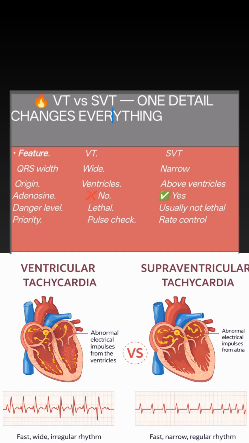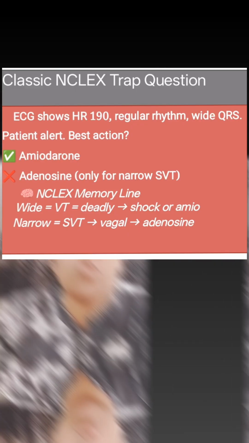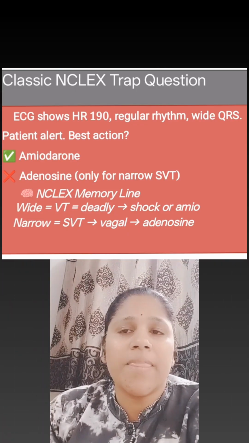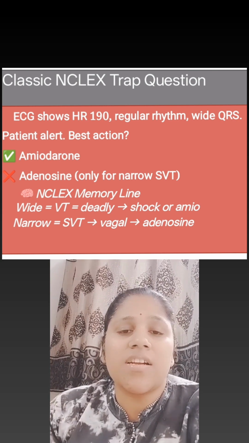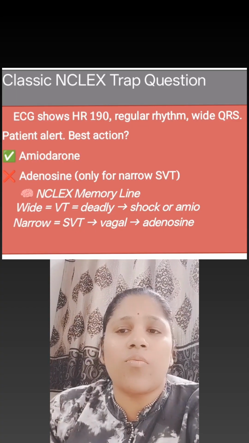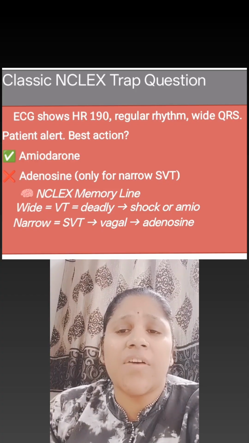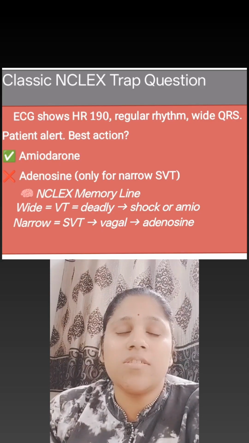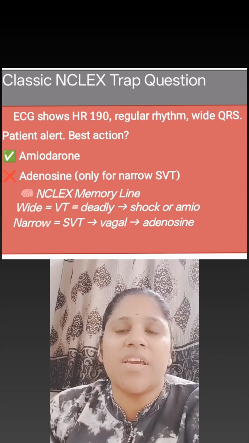So the classic NCLEX type trap question is here, where the ECG shows heart rate of 190, regular rhythm, wide QRS and patient is alert. What is the best action? So if the heart rate is high and the patient is stable and the QRS is wide, the answer is amiodarone. We will never give adenosine because the QRS is wide, as it is stated in the question, and amiodarone is an antiarrhythmic drug. Since the patient is stable, we can treat it with medications.